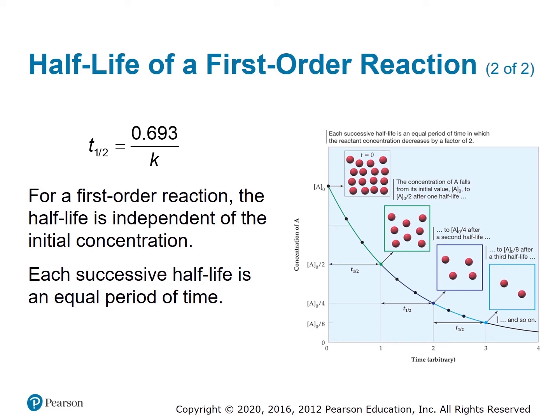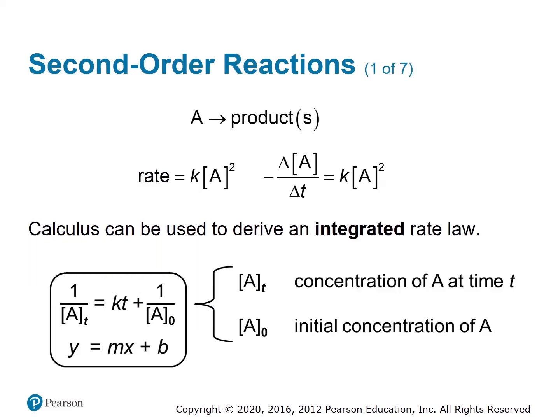Over 2 half-lives, the reactant concentration is 1/4 of its original value. After 3, 1/8, and so on. The last reaction order that we'll consider specifically are second-order reactions. These are reactions for which the rate law is equal to the rate constant multiplied by a reactant concentration squared.